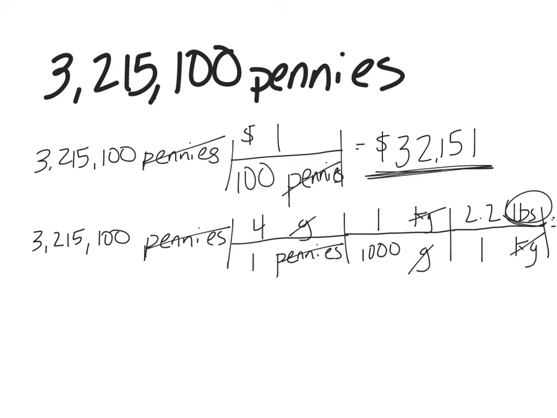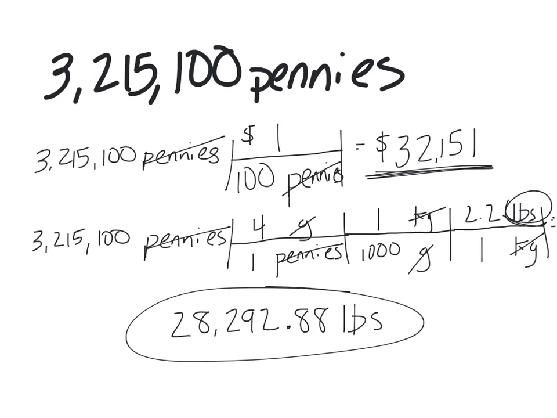I'm going to multiply everything that's on the top. So 3,215,100 times 4 times 1 times 2.2. And then I'm going to divide by whatever's on the bottom, which is 1,000. So that answer divided by 1,000. And I get 28,292.88 pounds. And that would be the answer for that.